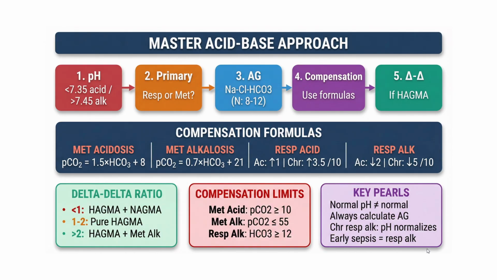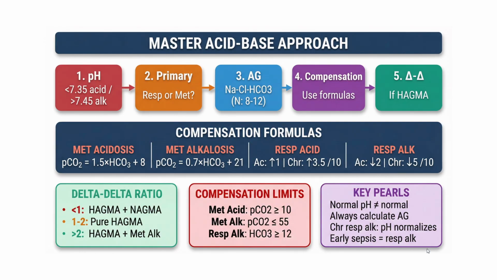All right, here's a simple master approach you can use for almost every acid base question. First, you start with pH. Decide if the patient is acidemic or alkalemic. That immediately tells you which direction you're heading. Next, figure out the primary disorder. Decide whether the main problem is metabolic or respiratory by looking at which value explains the pH change.